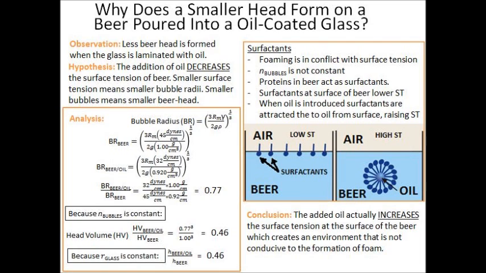In conclusion, what we have learned is that the oil actually increases the surface tension at the interface between the air and beer. As we know, this means that the beer, in a sense, holds together more tightly, allowing less foam to be produced, which involves separating beer to form bubbles.